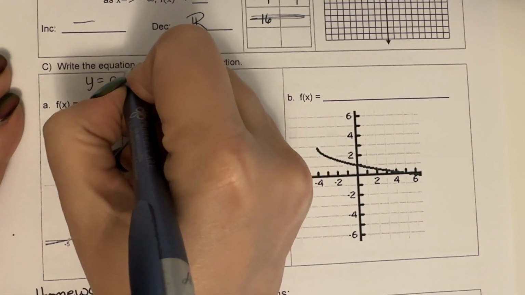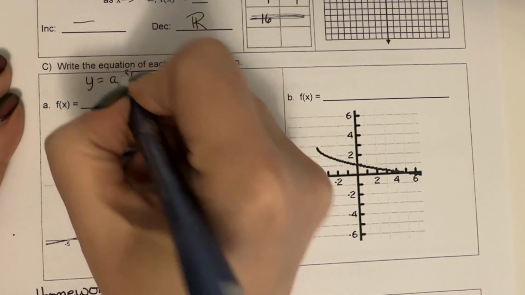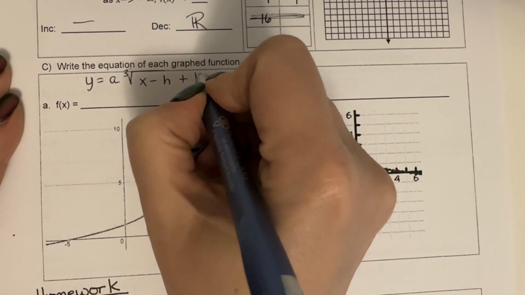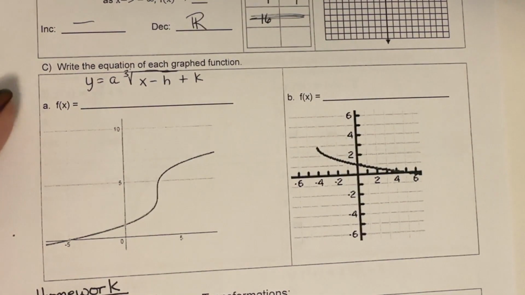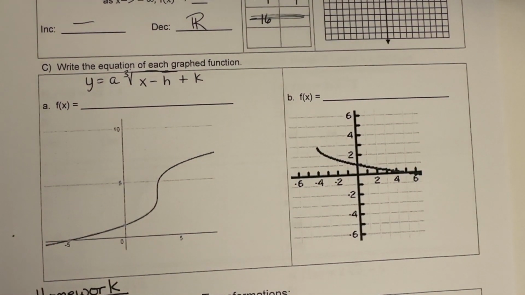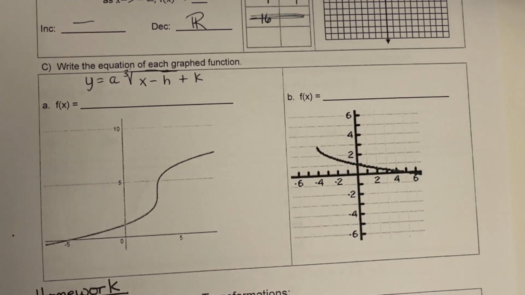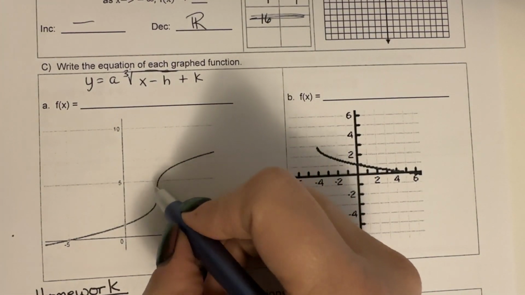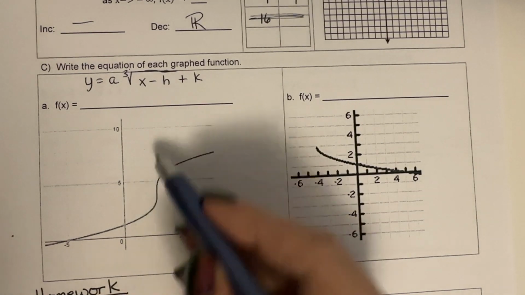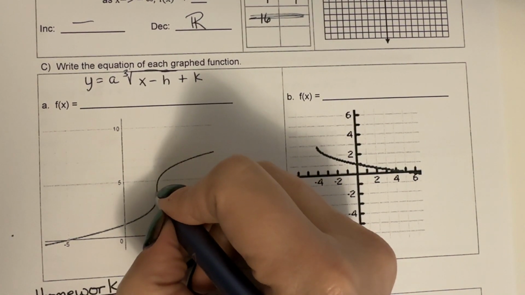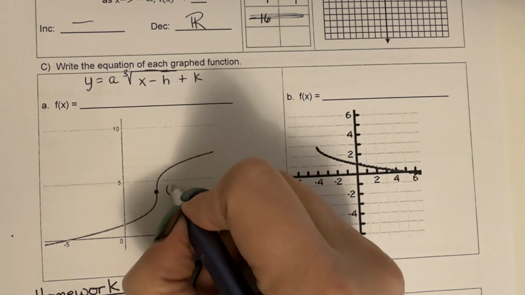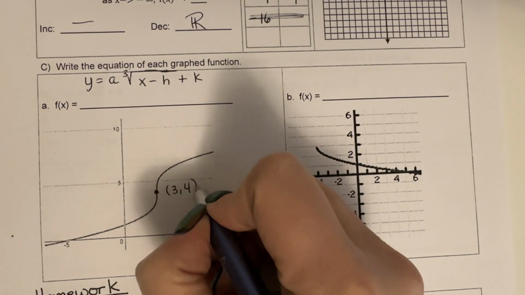It's going to be a cube root of x minus h, plus k, and that plus k is outside of the radical, not under the radical. Now, for the most part, our a is always going to be 1. So the biggest thing that we need to find is our h and k. So we need to figure out where this thing is kind of turning around. I know this is a little bit hard to read, but this point where it turns and shifts from going one way to the other is going to be our 3, 4.